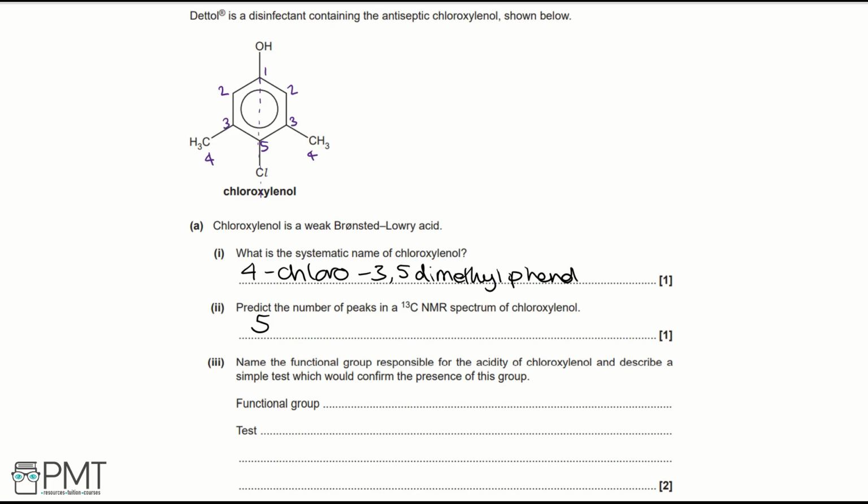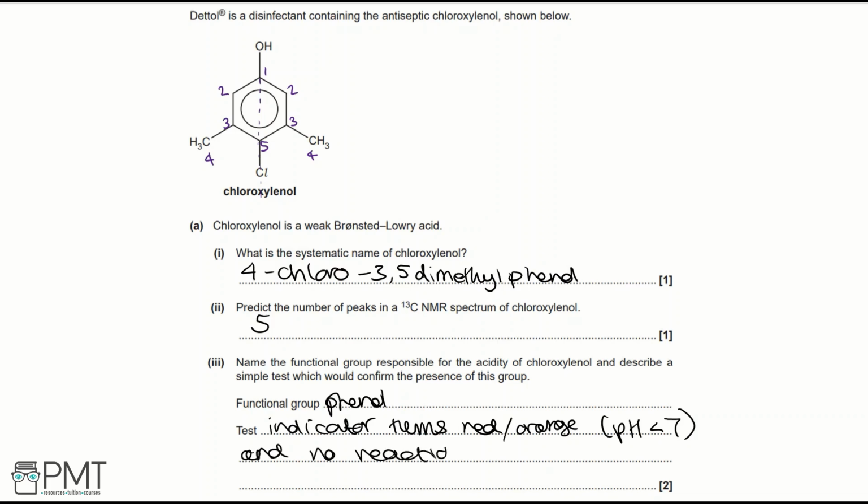Part 3. Name the functional group responsible for the acidity of chloroxylenol and describe a simple test which would confirm the presence of this group. The functional group responsible for the acidity of chloroxylenol is a phenol functional group. So we then need to write the test for a phenol functional group, and that means that with an indicator it's going to turn red or orange, and with a pH meter it would read below 7, so that shows that it's an acid. And then we need to say that it would have no reaction with sodium carbonate, or just a carbonate ion would do. To get the 2 marks for this question, you get a mark for writing phenol, and then you get a mark for saying that it would turn indicator red or orange, and that there's no reaction with sodium carbonate, or a carbonate ion.